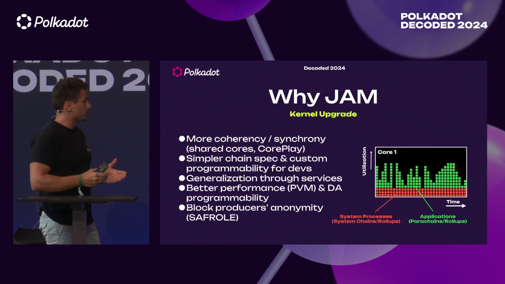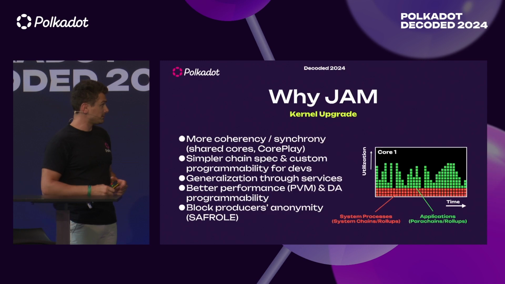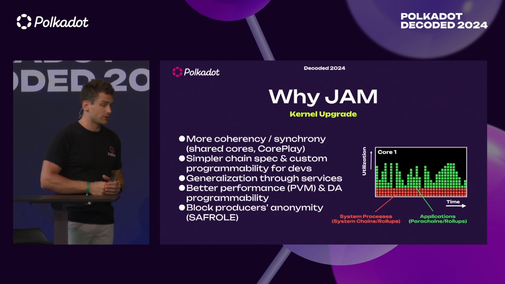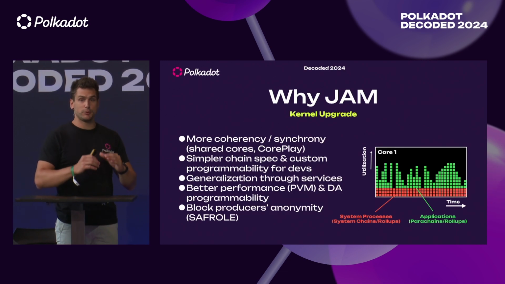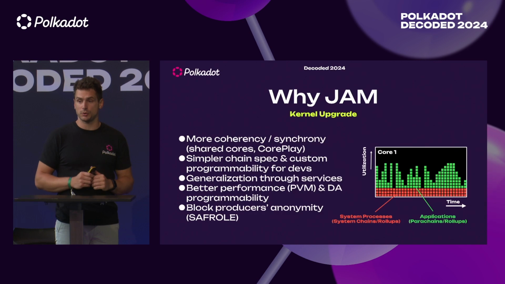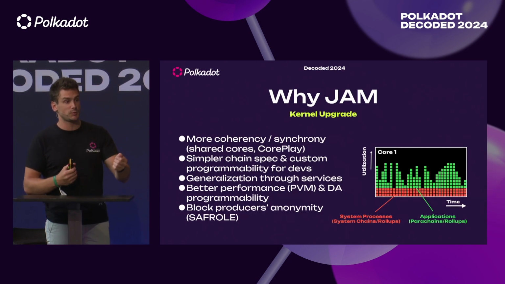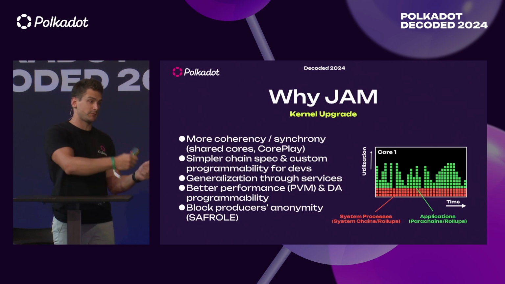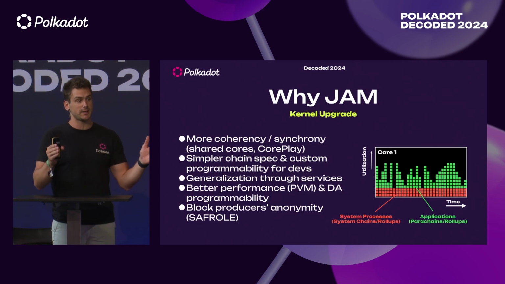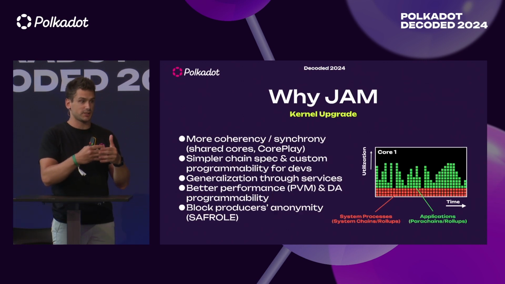It's a way of making Polkadot more coherent and more synchronous, because cores will be able to be shared at the same time with other processes, so things can mix. If I'm a parachain and you are a parachain, we can schedule our processes within the same core. In that 6-second block time, everything gets executed synchronously.